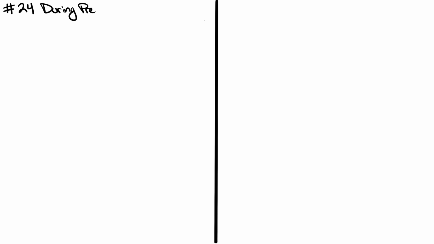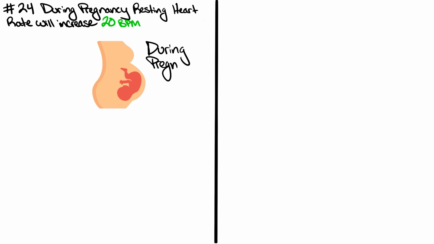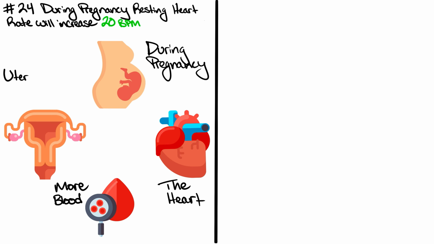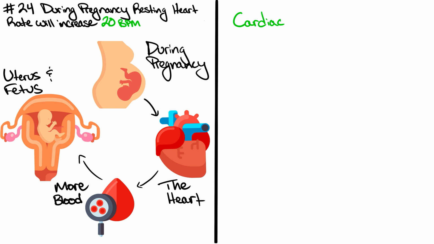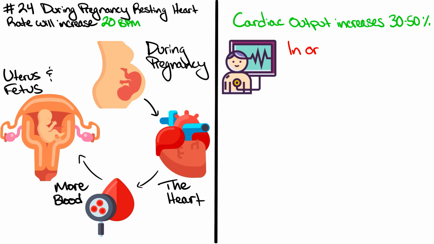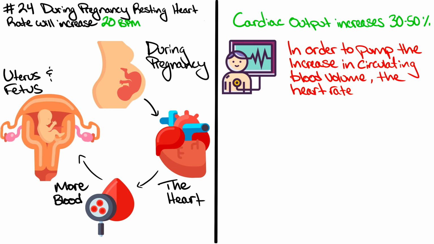So during pregnancy, the resting heart rate increases 20 beats per minute. The heart must pump more blood to the uterus and fetus. The cardiac output can increase 30 to 50%. So in order to pump the increase in circulating blood volume, the heart rate will increase approximately 20 beats per minute. Moving on to question 25.